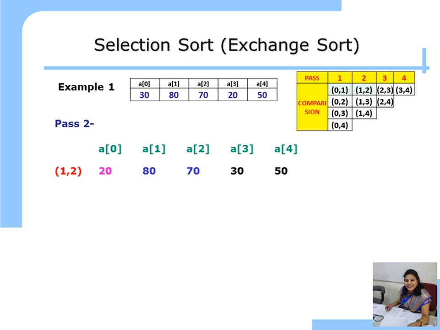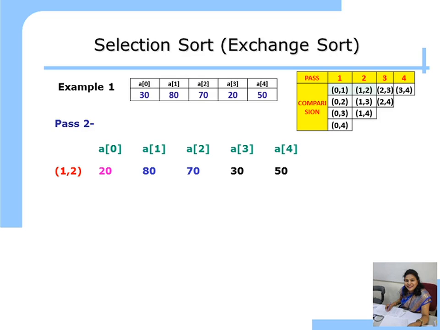Remember, the output of pass 1 will be the input for pass 2. So, the output of pass 1 is 20, 80, 70, 30, 50, among which 20 is sorted and 80, 70, 30 and 50 are not sorted. So, let us start the second pass with the first comparison.